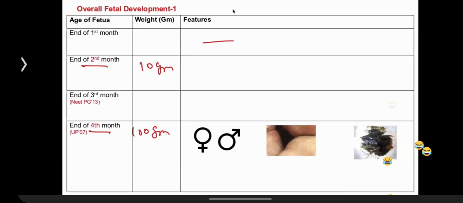ठीक है. There are two nostrils. अब now I will be speaking very softly. Okay, no worries. How many of you are attending my class for the first time?